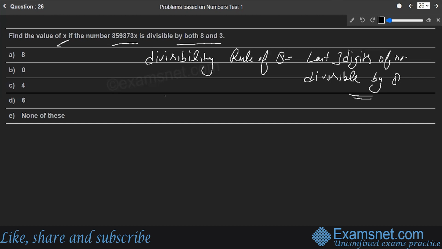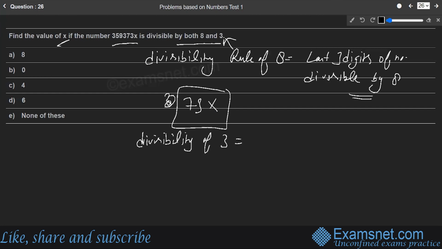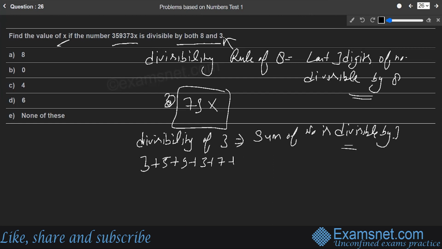The last three digits we have are 7, 3 and x, so it is very difficult to verify with this. So let's take the divisibility rule for 3. What is the divisibility rule for 3? The rule of 3 is that if the sum of the digits is divisible by 3, then the number is also divisible by 3. That means we are supposed to add 3 plus 5 plus 9 plus 3 plus 7 plus 3 plus x.